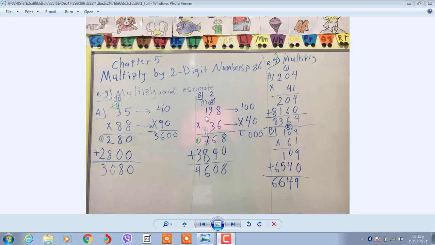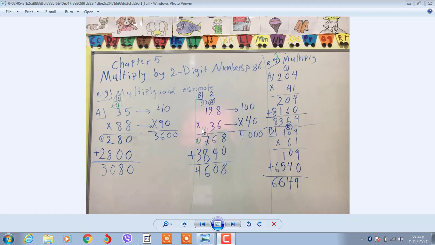In example B, we have 128 multiplied by 36. First, 6 multiplied by 8 equals 48. Write down 8 and carry 4 to the next one. 6 multiplied by 2 equals 12. 12 plus 4 equals 16. Write 6 and carry 1 to the next. 6 multiplied by 1 is 6, plus 1 equals 7. So 6 multiplied by 128 equals 768.